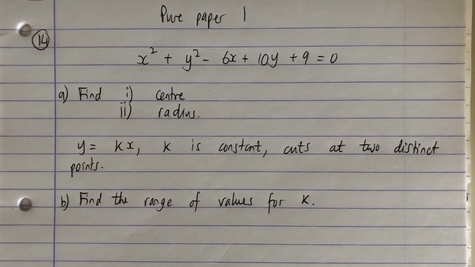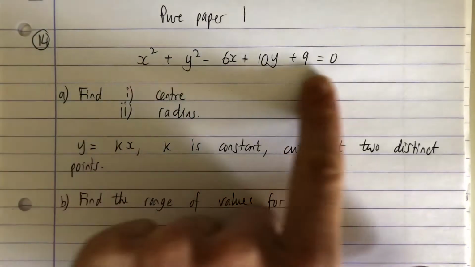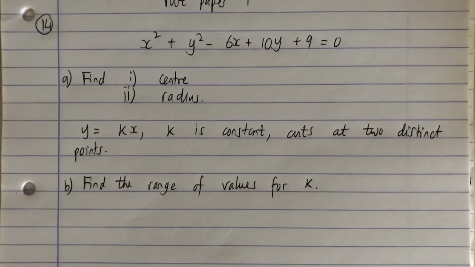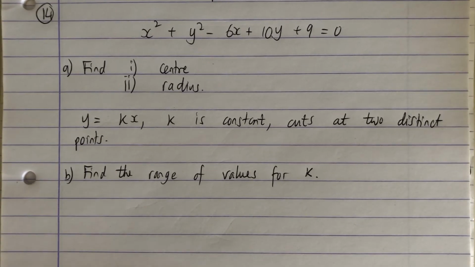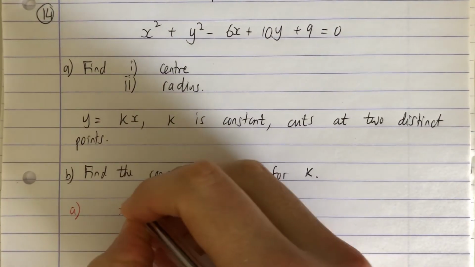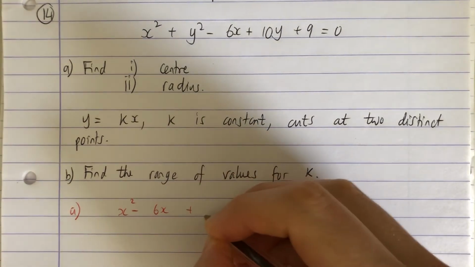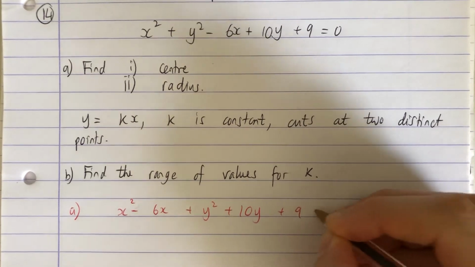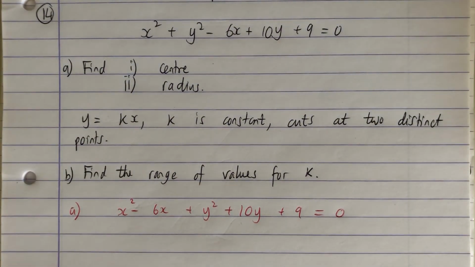Just going to go through a request from the Pure paper one, the practice paper I put on Teams. It's question 14. It's to do with a circle, and the first thing you have to do is find the centre and radius of that circle. So what I'm going to do is group together the x's, group together the y's, and use completing the square. So put the x's next door to each other, put the y's next door to each other, leave the number by itself on the end.